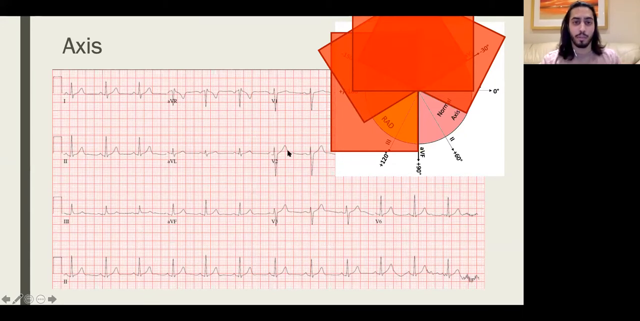And if you want, I haven't got a box for this, but if you look at AVR, that is negative. AVR is this way. So if it's negative, we know it's not going to be in this part of the semicircle, because if it was, that would be positive. So we know it's going to be here. So we've isolated it all the way down here. And we know this ECG has a normal axis. I hope that makes sense from using Einthoven's triangle and this weird circle thing that you see everywhere. That's kind of how you use axis.